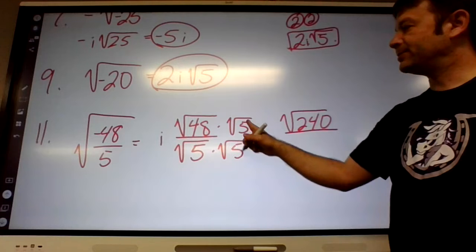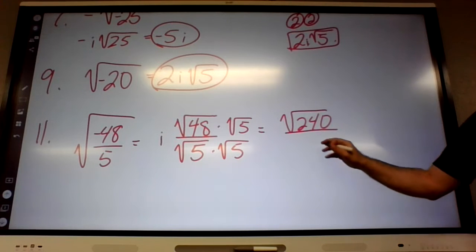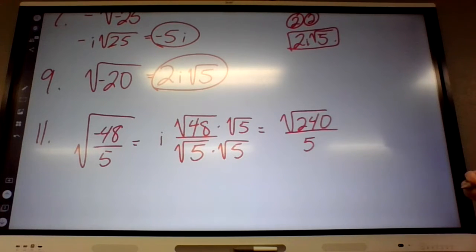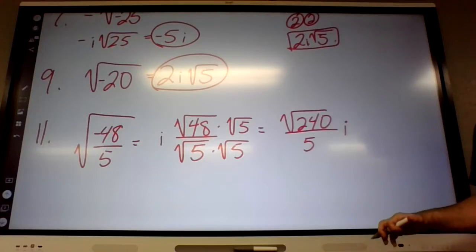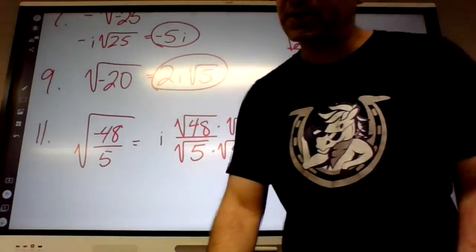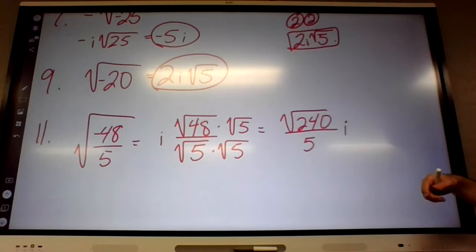Square root of 48 times square root of 5 is square root of 240. What's the square root of 5 times square root of 5? 5. Your calculator will probably put the I right there. Where does the book put it? Actually, I'm not sure. Yeah, the book did too, outside the fraction.